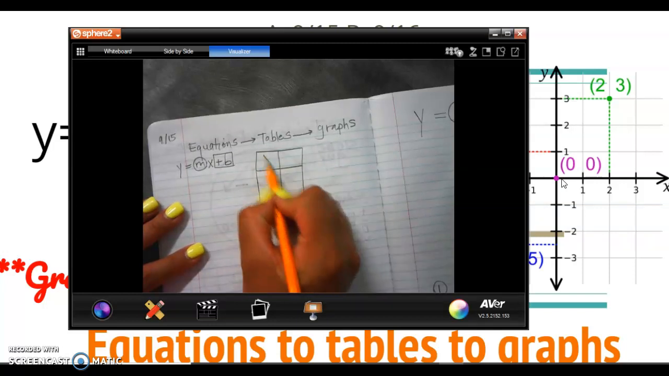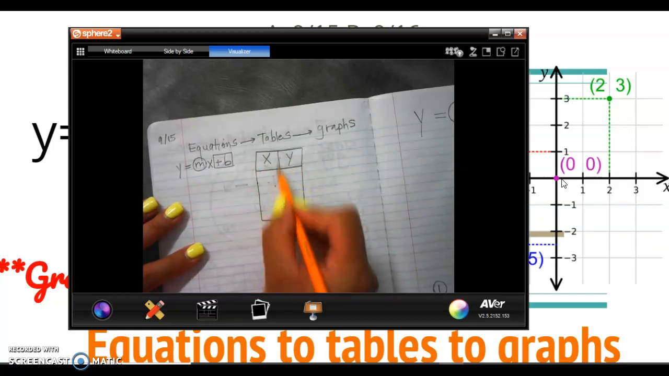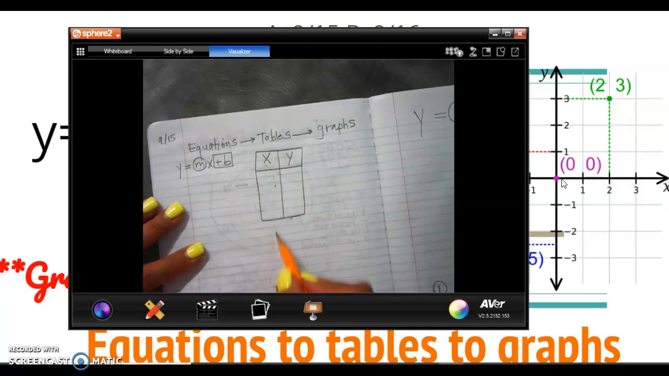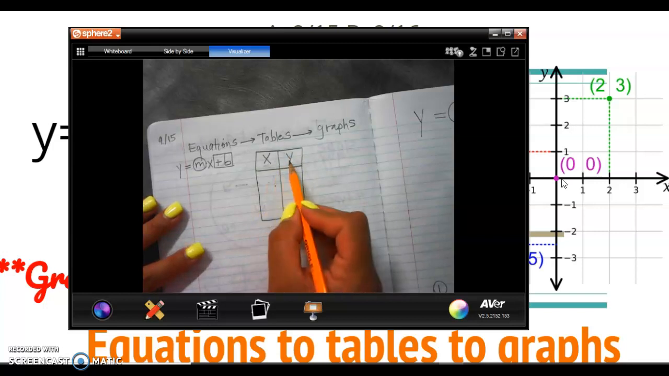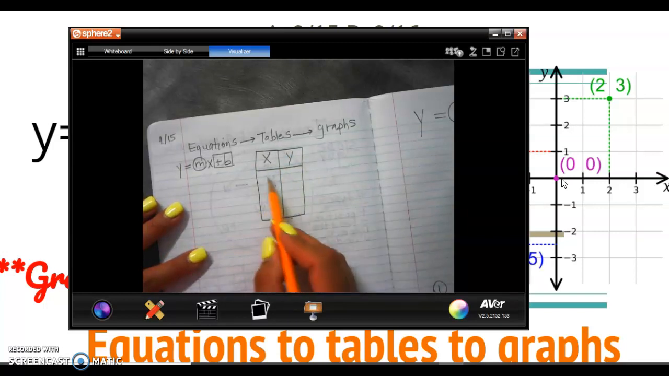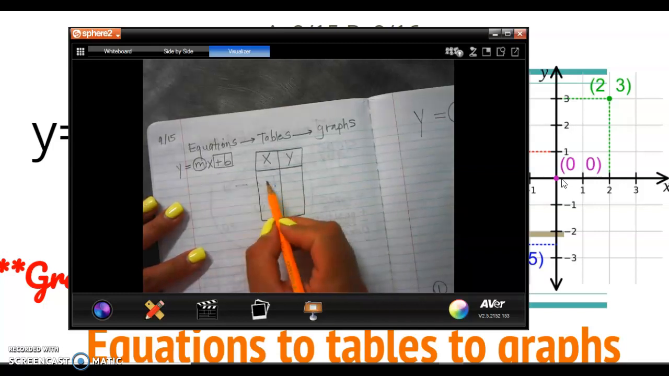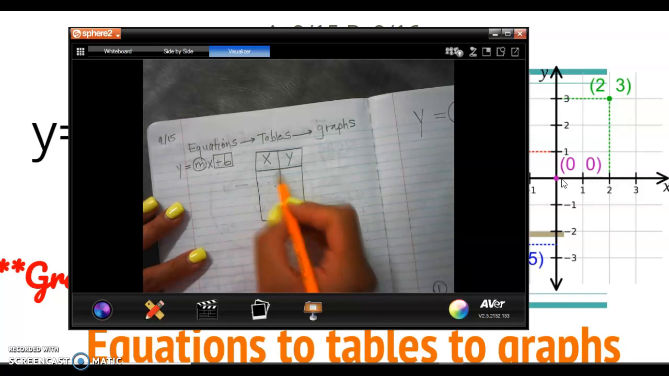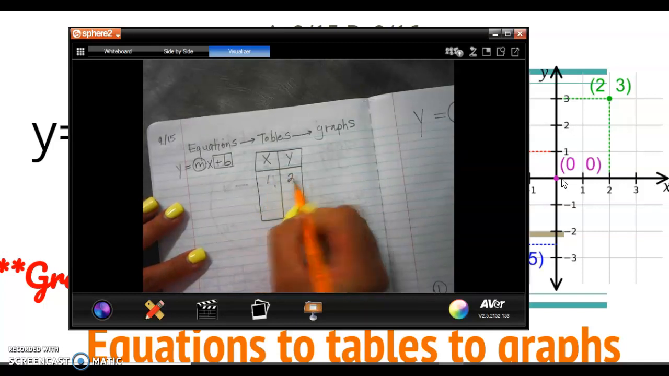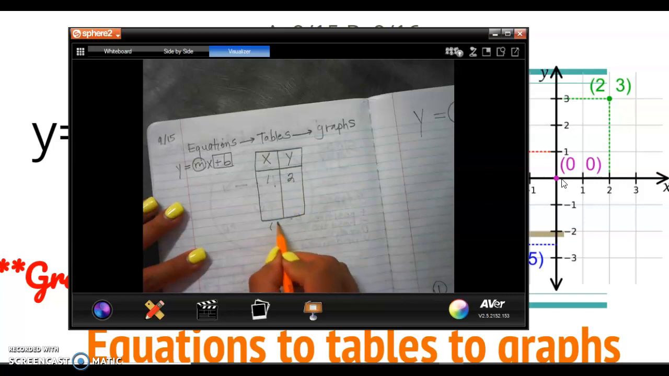When my table is vertical, tall up and down, my x is on the left, my y is on the right, and then it's filled in with numbers in each column. Remember, when you write a point from here, let's say my x was 1 and my y was 2, the ordered pair would be (1, 2).